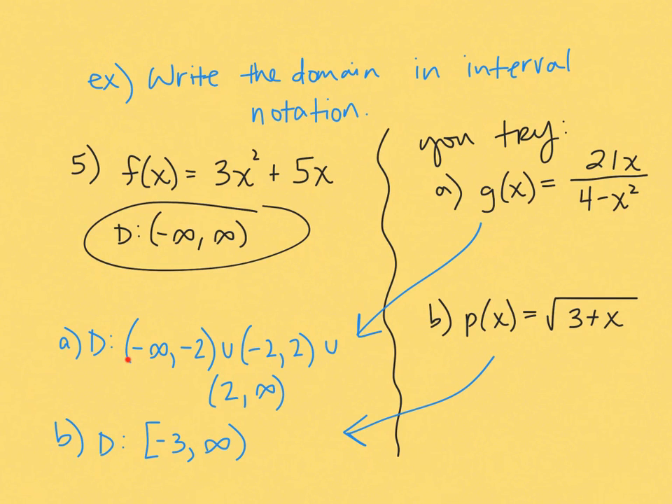Therefore, we can travel from -infinity to -2, jump over -2, travel up to 2, jump over 2, and keep going towards infinity. So however many restrictions you have, in this case we have 2, you'll have 3 intervals, so you'll have one more interval than the amount of restrictions there. Okay, so let's take a look at part B. P of x is the square root of 3 plus x, and that ends up being our domain.